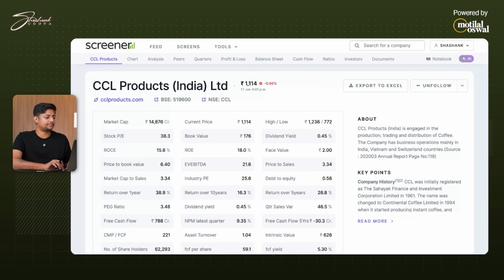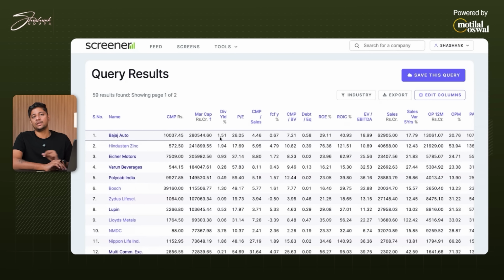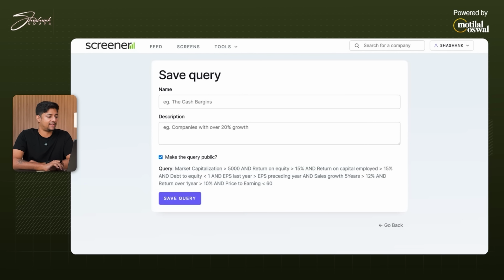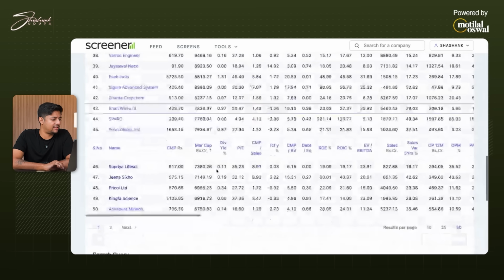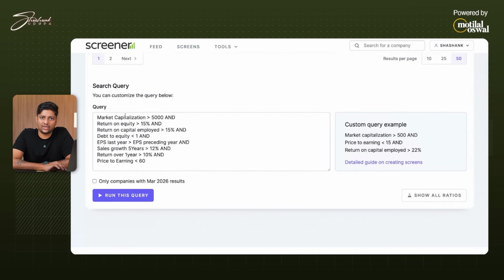So if you ask me, Shashank, how do you screen these companies in this market? This is basically how I screen this. Let me save it myself also. This is what I'm going to do and I'm going to save this query for myself. Yeah, but you can use this query as well. As you can see here, you can take a screenshot. So I'll tell you some variations here in this query.